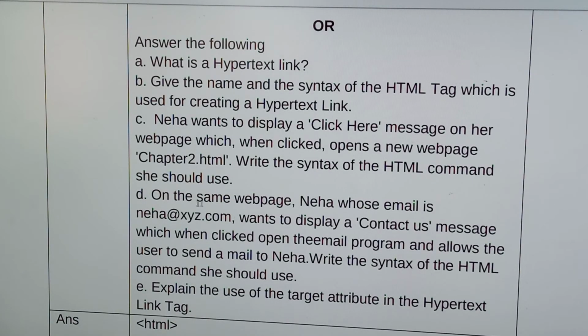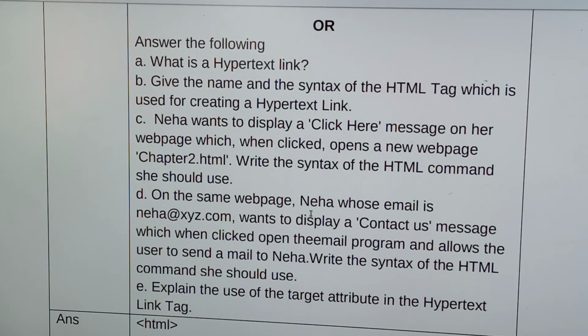Then question number D. On the same page, Neha, whose email is neha@xyz.com, wants to display a contact us message which when clicked opens the mail program and allows the user to send a mail to Neha. Write the syntax of the HTML command she should use. We already studied mailto linking. What is the use of mailto linking? Mailto linking means if you click that link, it automatically opens a Gmail window. Then we can send a mail to that particular user.